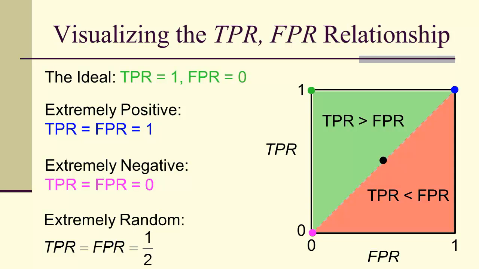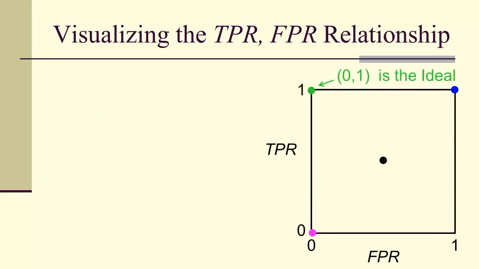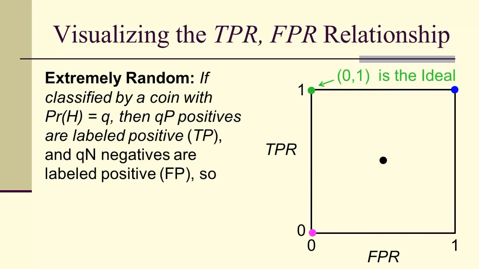And we can see that we can break up the unit square into the upper half, where the true positive rate is greater than the false positive rate, and the lower half, which is the opposite. And certainly you would imagine we'd really like to be up there in the green where the true positive rate is greater than the false positive rate. So remember, 0, 1, that's the ideal point.